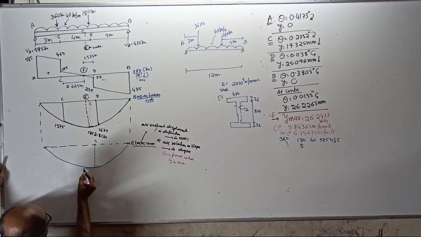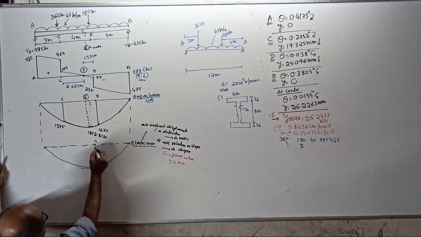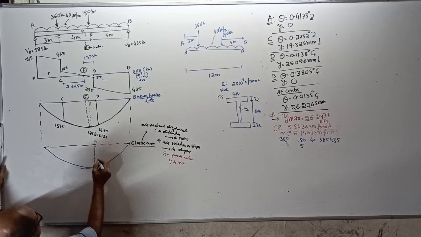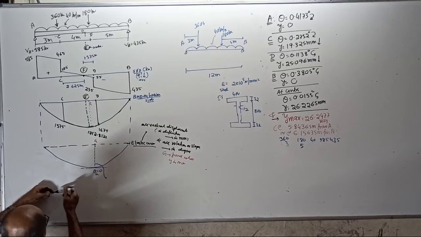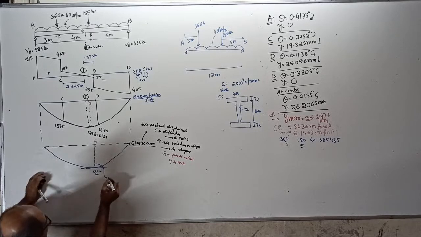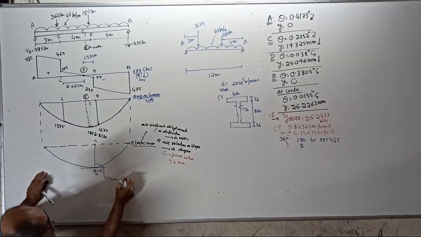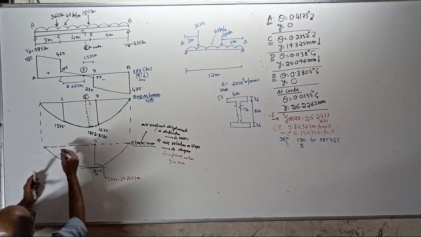Now see, at the point where Y is maximum, your theta equals 0. Theta at G. How much is this maximum deflection? 26.2477. This maximum deflection, I use red color. This Y max is 26.2477 millimeter.